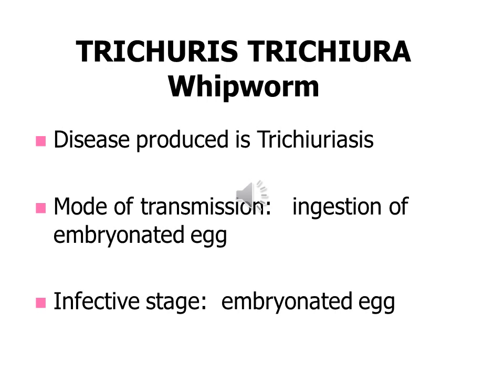The disease is trichuriasis. Mode of transmission is by ingestion of embryonated eggs. The infective stage is the embryonated egg. And for the habitat, Trichuris trichiura lives in the large intestine. Adult worms are found attached to the wall of the cecum, less commonly in the appendix or colon.